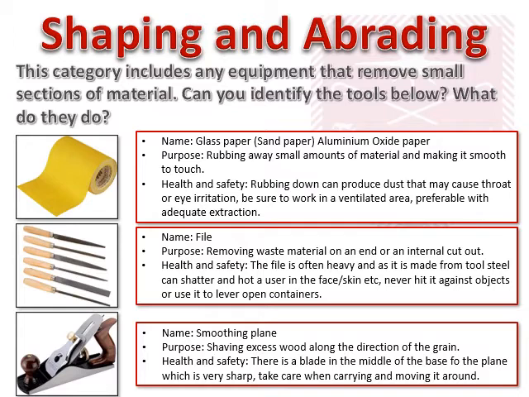Next one down is a file, not to be mistaken with a chisel or a bradawl, which we'll get to later. You've got to know what you're looking at. So this tool here, you get to look at them much closer, but there's teeth on this tool, little tiny sort of teeth, a bit like a nail file, but bigger. And it's used for removing waste material on an end or an internal cutout. So where you made your finger joints on the video, you'd be filing that away to make sure it fits properly.